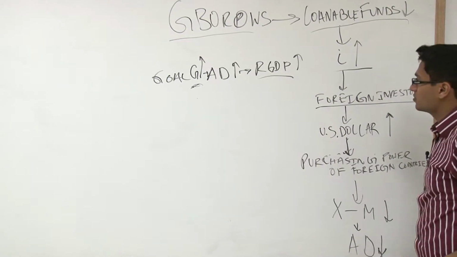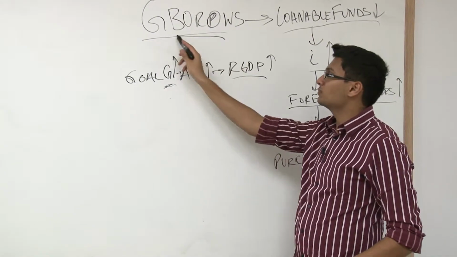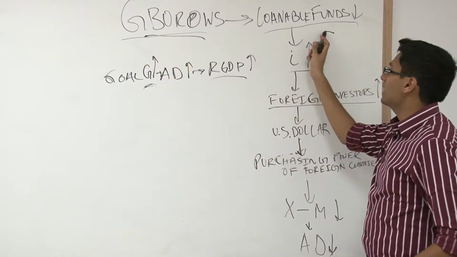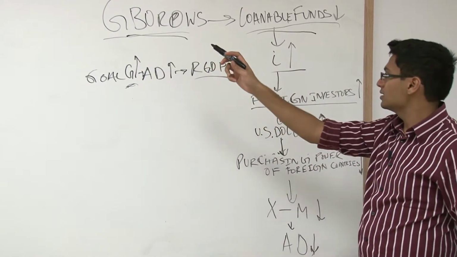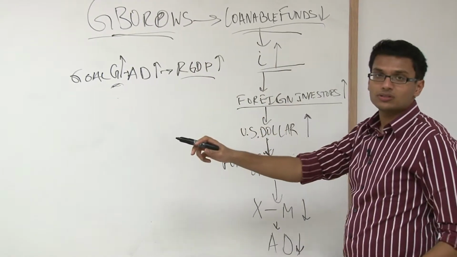Why do foreign investors come in? Because let's say the U.S. government borrows money. The U.S. government has gone into the U.S. banks and loaned out, and they have decreased the loanable funds, and the U.S. interest rates have increased as a result.